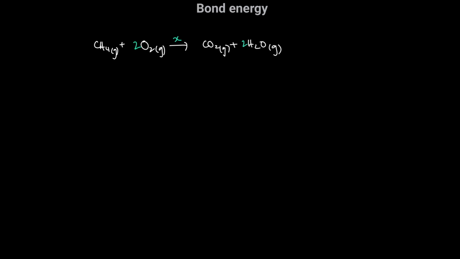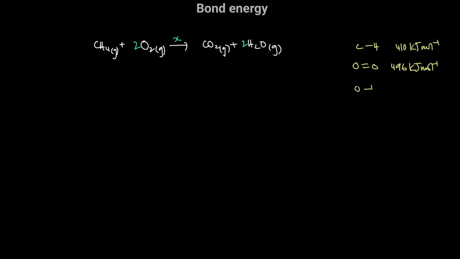We're given bond energy data. The CH bond has a bond energy of 410 kilojoules per mole. The oxygen-oxygen double bond has a bond energy of 496 kilojoules per mole.